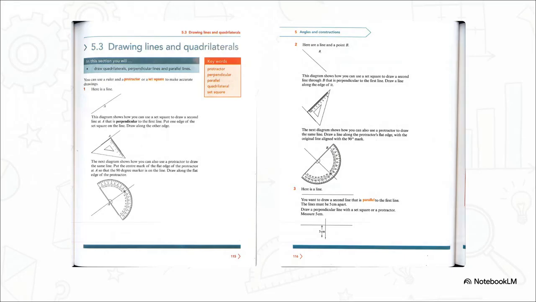Notice how these physical tools are actually manipulated on the paper here. The set square guarantees a true perfect 90-degree angle, and the protractor allows for that exact same precision. By mastering the physical manipulation of these real-world tools, students are essentially learning how to draft the architectural blueprints of reality. They're creating true perpendicular and parallel lines totally from scratch.